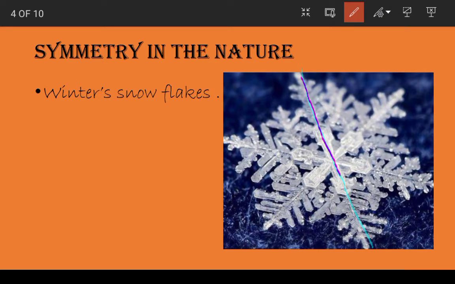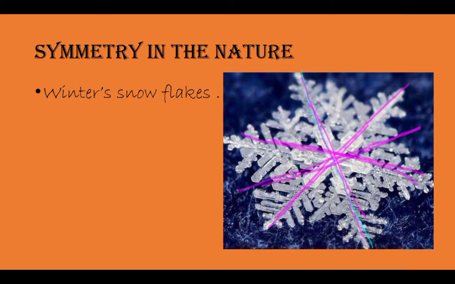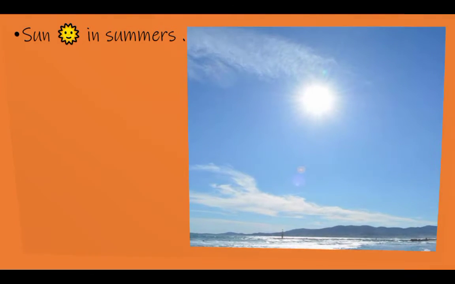Here, you can see it. This is the line of symmetry, and not only one, it follows many, like this, like this, like this. So it has 1, 2, and then 3, and then 4 lines of symmetry. Okay, let us move on. What is the next step?